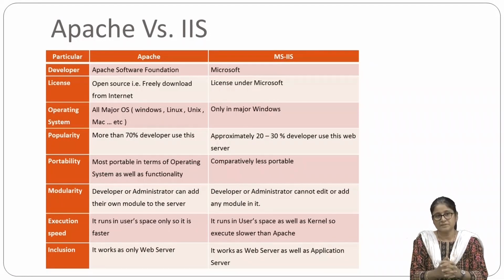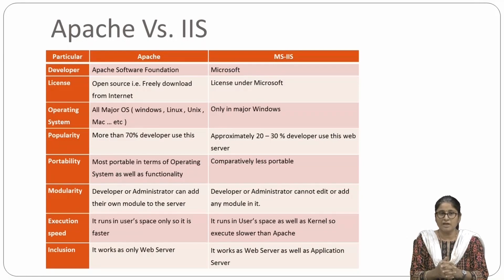Then portability. Yes, it is portable in terms of operating system, as well as it can work on any hardware. We cannot say that Apache cannot run on an IBM machine. It can run on any Intel or IBM machine also. Then, if you look at the portability of this IIS server, it is comparatively less portable. It can run on Windows 2000, Windows 2003, Windows XP, but it is less portable as compared to Apache.